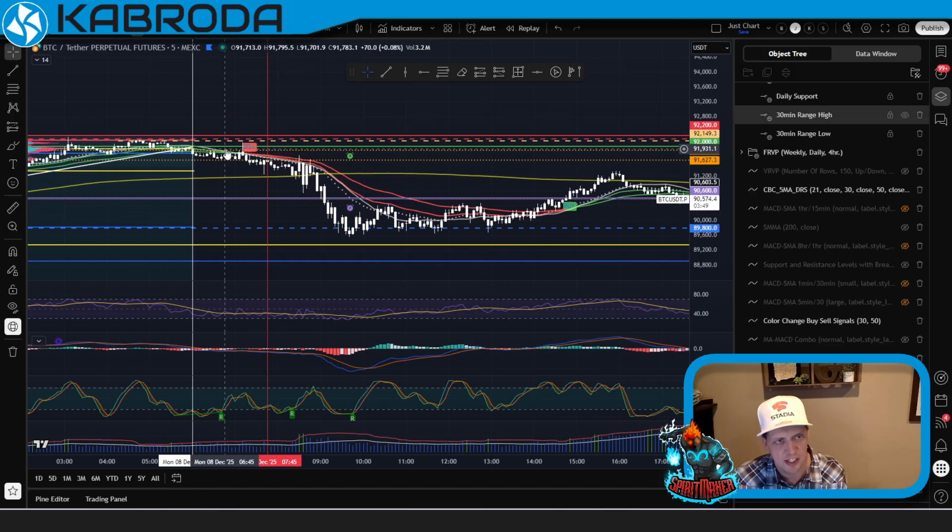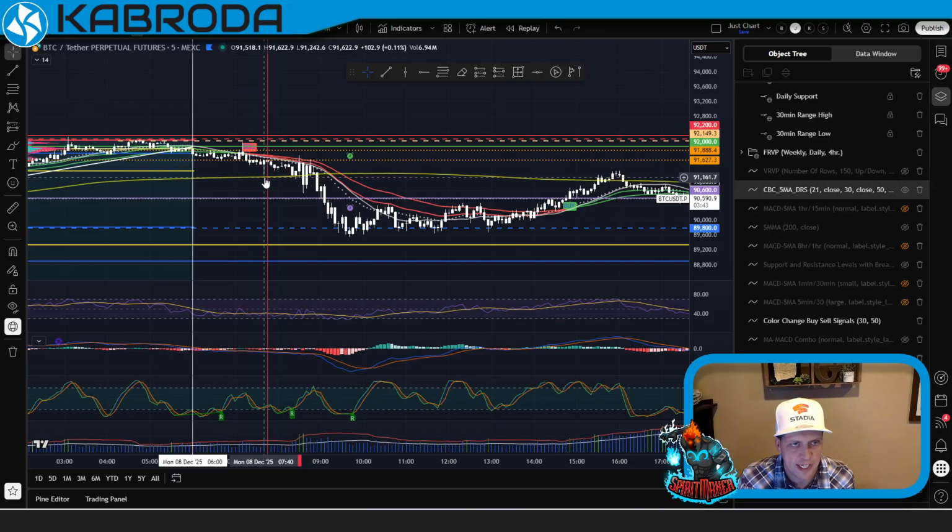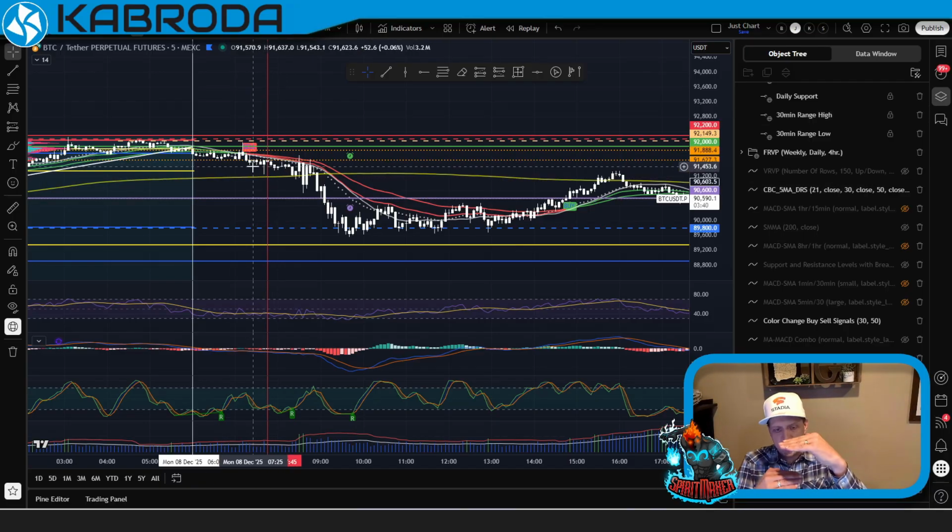So you can see it is respecting the 21. The 21 is what we want to see for rejection through here as it starts to break down. And guess what? It's also bouncing, getting sandwiched in between the 21 and the 200. The 21's coming down. Price action's been respecting it. The 15-minute is setting up for the trade down.